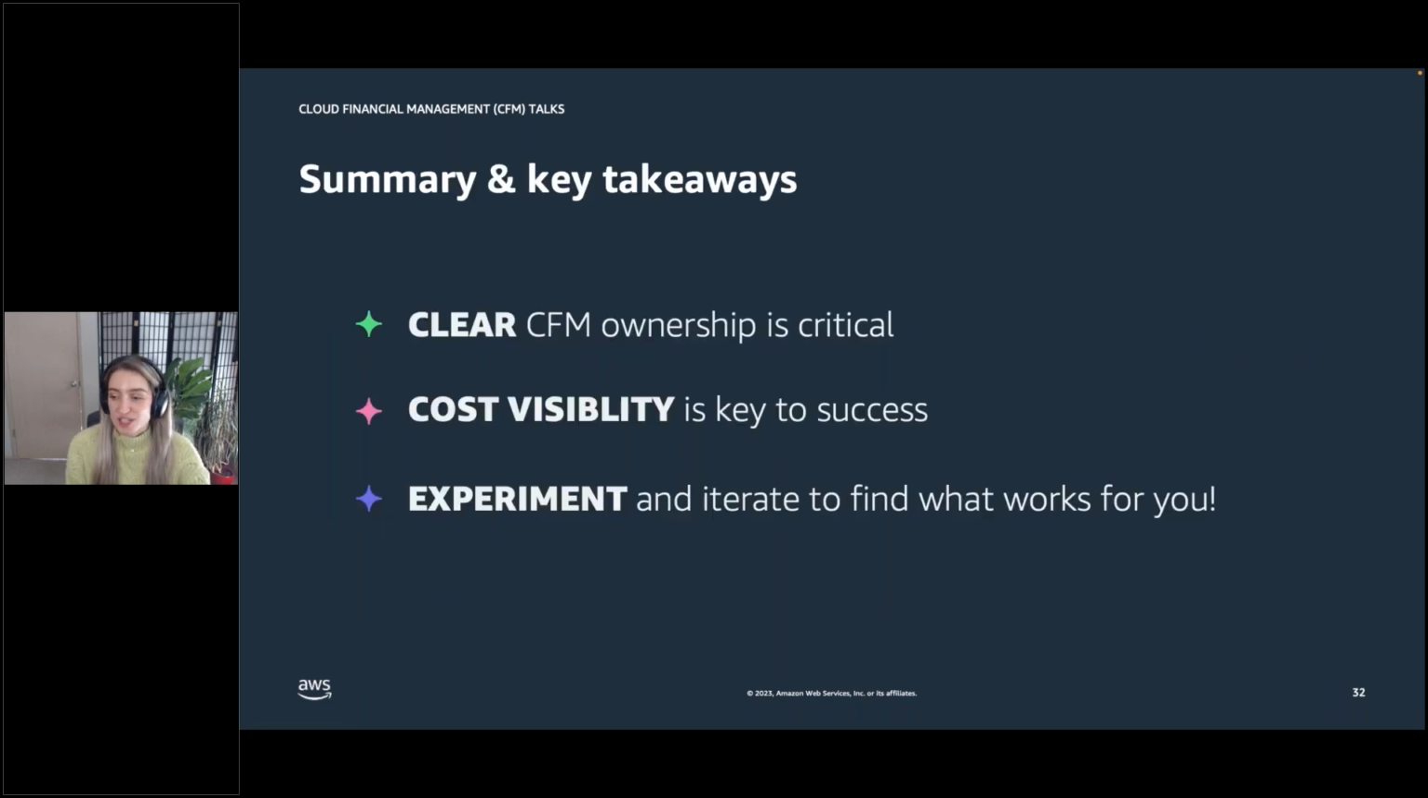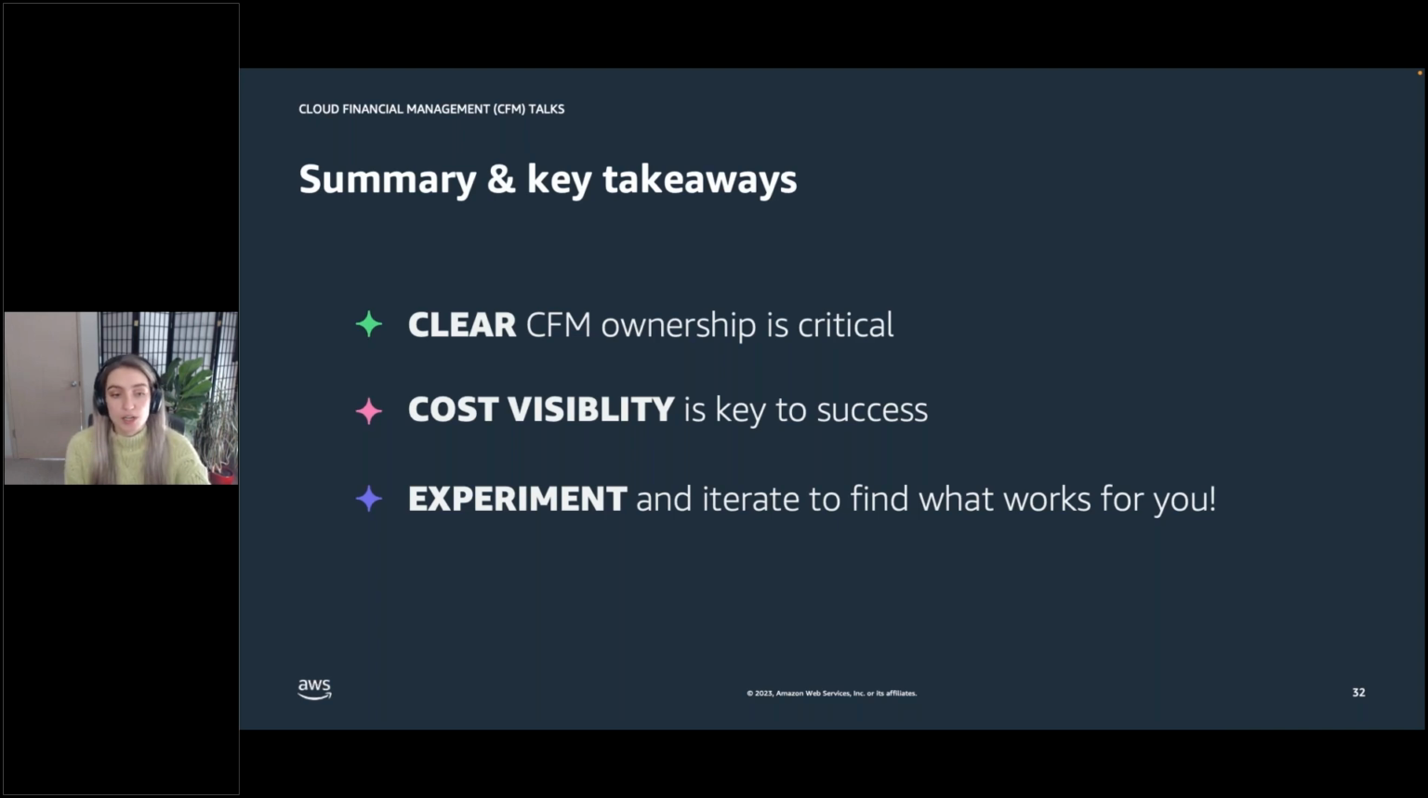All right, so to sum up here, we've got some time for questions, but to recap, ownership and that executive sponsorship are really critical to making sure that any sort of optimization activity or cloud financial management activity is successful. Cost visibility, making sure that you have a way to look at those costs and track them. Even if you start very simple with the KPIs, having something to track so you can see your progress, measure it, and continue that momentum is incredibly important.